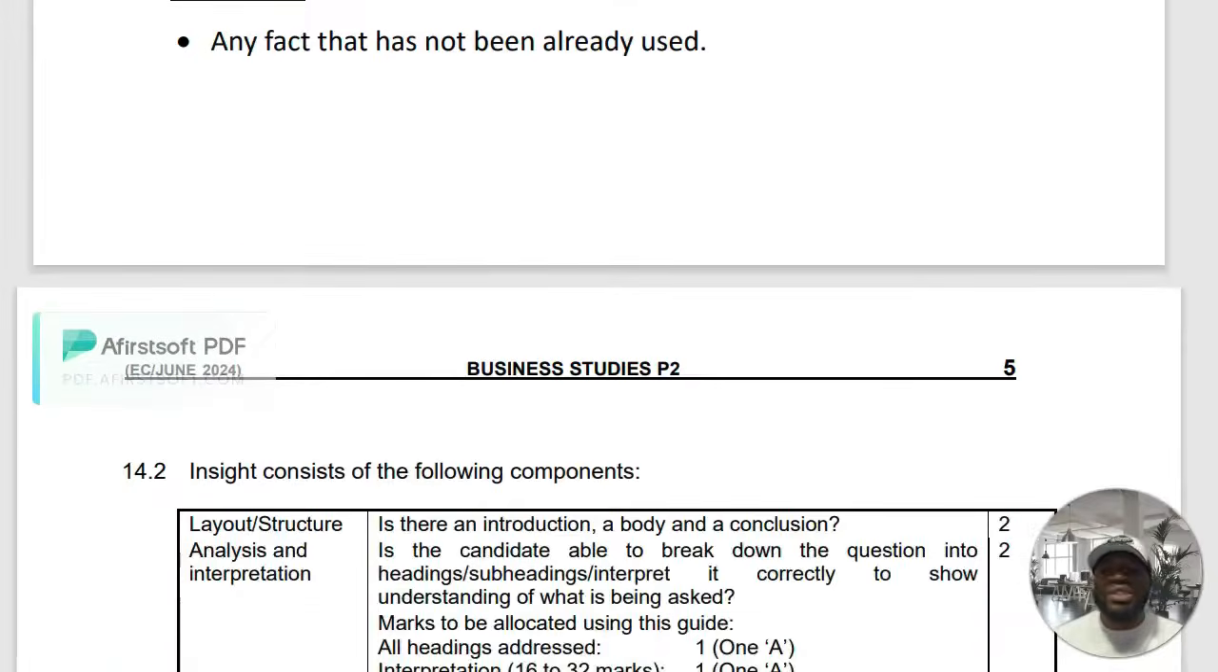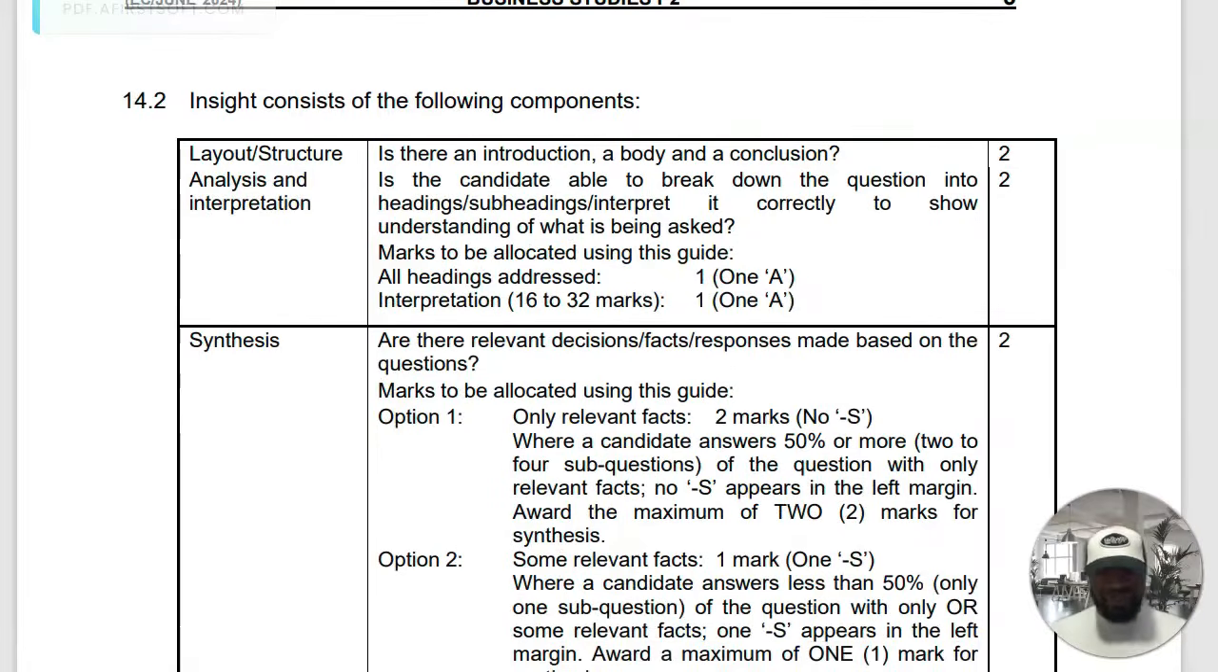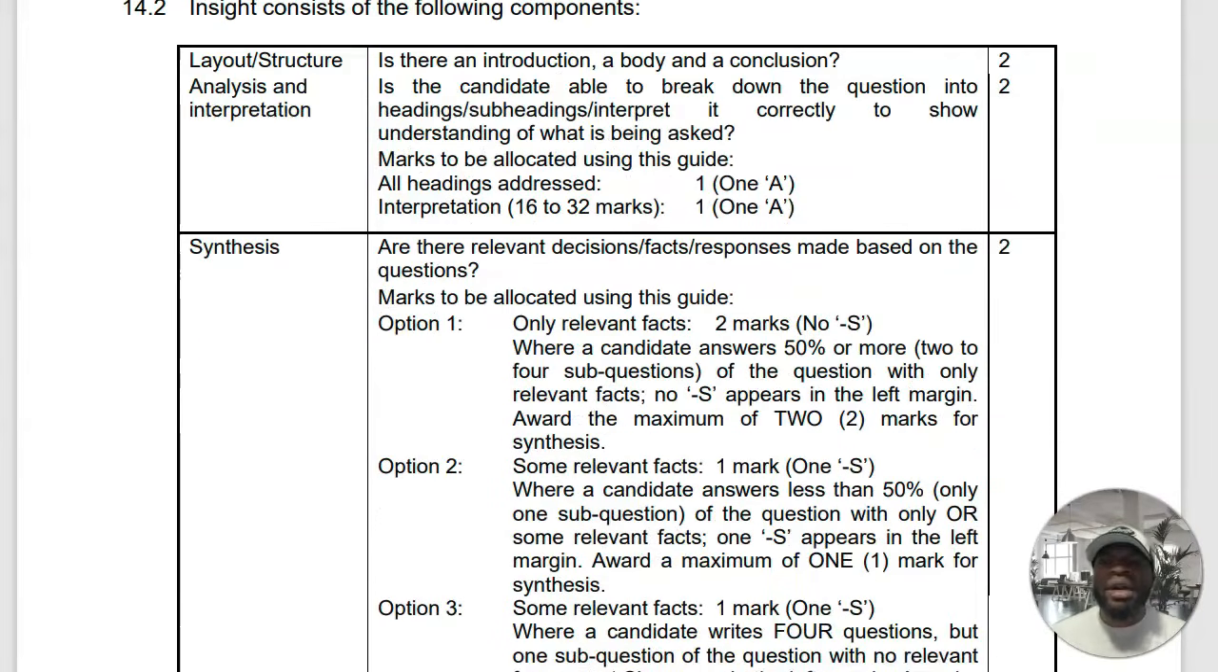All right, let's look at how our essay is going to be marked. This is a portion of the notes to markers that I am projecting for you here. We have what is called insight. You will see it at the end. When we are marking, we have facts and then we have insight. Our facts should give us 32 marks, then insight should give us 8 marks. So the insight is made up of LASSO.